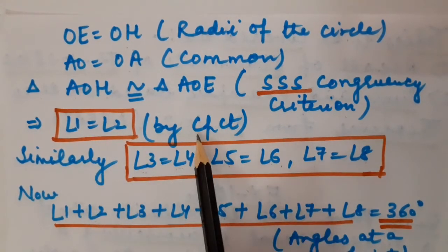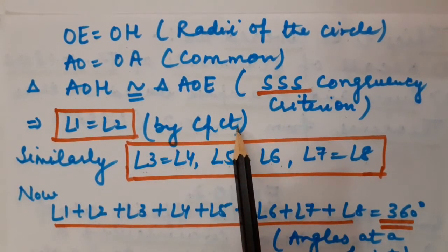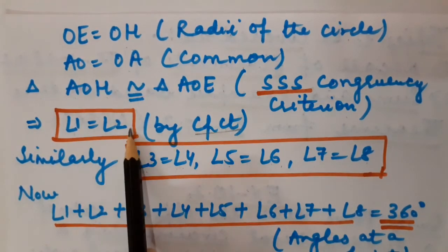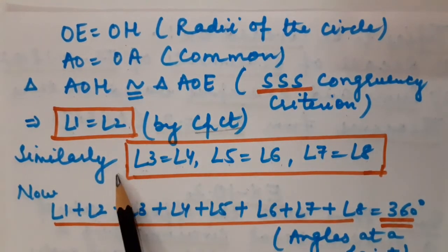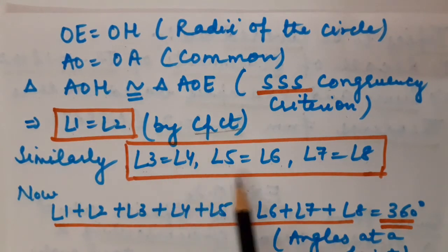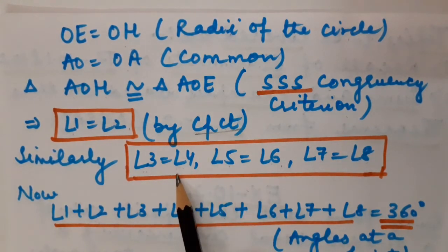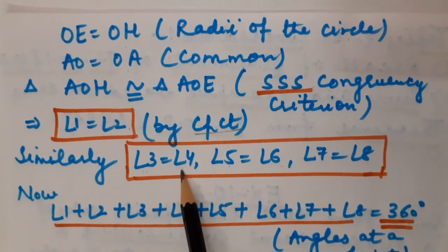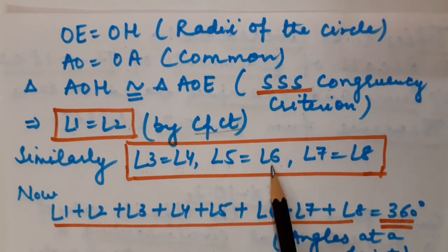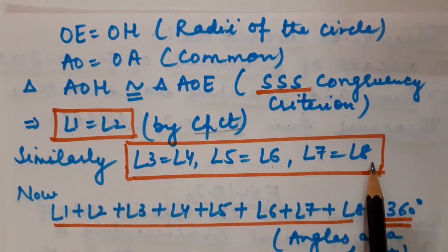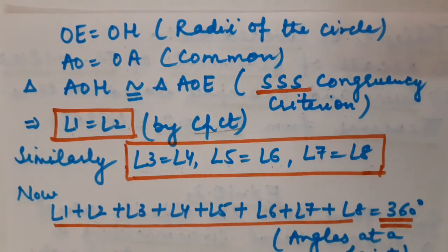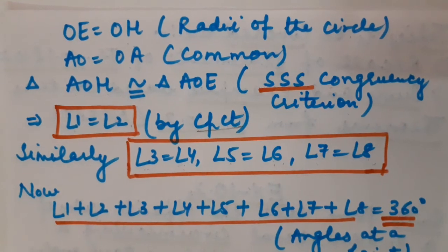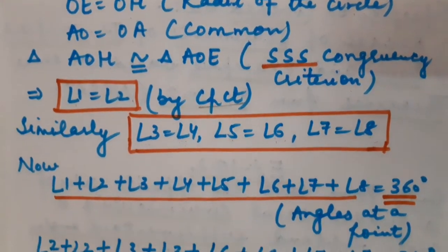So by corresponding parts of the congruent triangle, means by CPCT, we can say that angle 1 is equal to angle 2. Similarly children, while proving other pairs also of the triangle congruent, we can say that angle 3 is equal to angle 4, angle 5 is equal to angle 6 and angle 7 is equal to angle 8. You are not supposed to show the congruency for all the 4 pairs of the triangles. You can show just for one only, as I have shown.